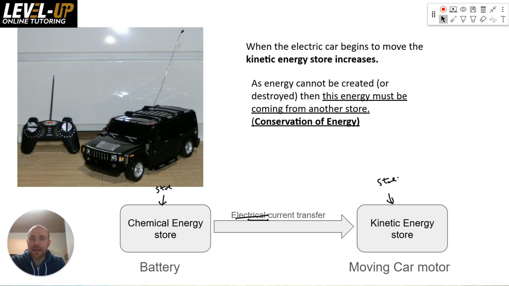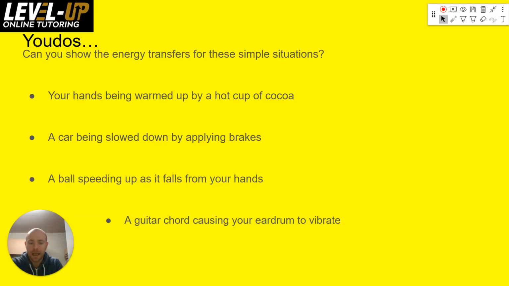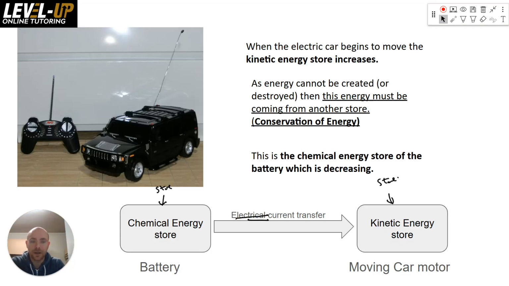So as I said, energy cannot be created or destroyed. The energy must be coming from another store. That is the conservation of energy that you will so often need to state as a definition in your exams. In this case, the chemical energy store of the battery is decreasing, and the kinetic energy of the car is increasing, and so the chemical energy from the battery is being transferred via an electrical current transfer to the kinetic energy of the car.